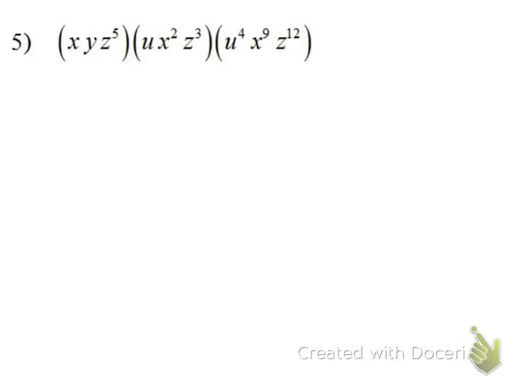We add the exponents. Let's go in alphabetical order, so we'll start with the u's. So I have u to the first and I have u to the fourth. That's u to the fifth. Very good. When I have long expressions like this, I like to cross them out as I go just to make sure I don't forget about anyone. I have x to the first. I have x to the second. I have x to the ninth. X to the 12th power. Good. I'm going to cross them out.